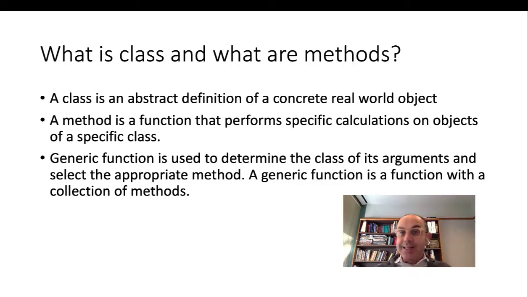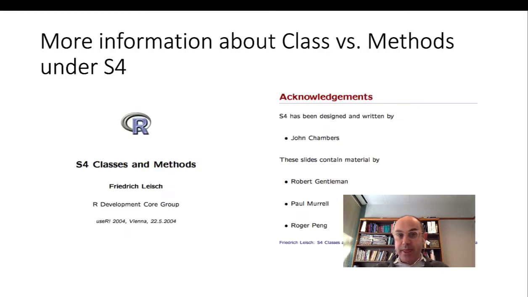So what is a class and what are the methods? A class is an abstract definition of a real object, and a method is a function that performs a specific calculation on an object of a specific class. A generic function is used to determine the class of its argument and select the appropriate method. A generic function is a function with a collection of methods.